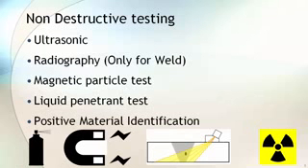Based on the type of fitting, non-destructive testing is performed on the finished fitting. This non-destructive testing ensures the soundness of the product. Ultrasonic testing, radiography, magnetic particle, liquid penetrant, and positive material identification are performed on the finished product. Radiography is done only on the weld seam.